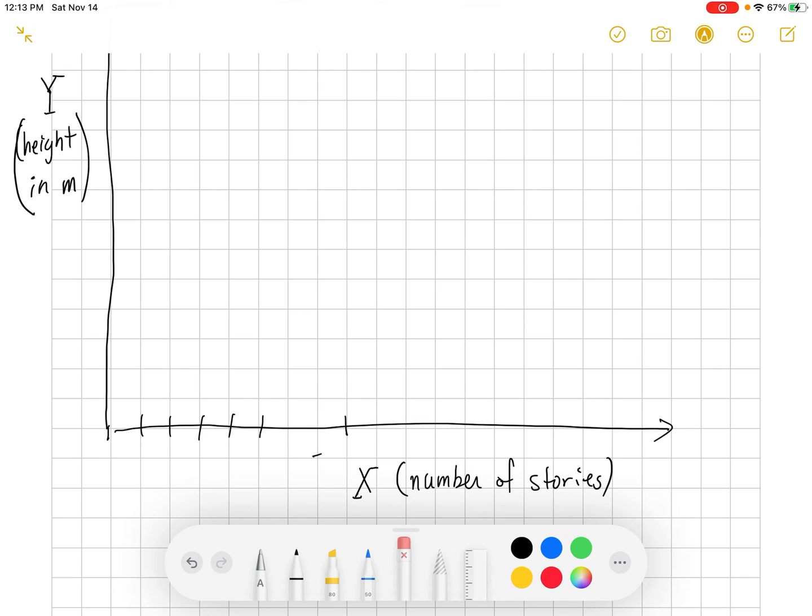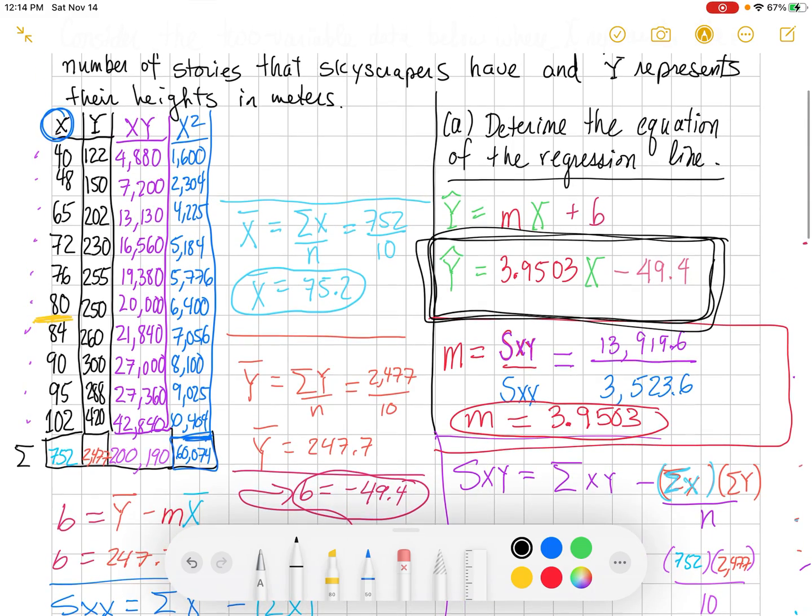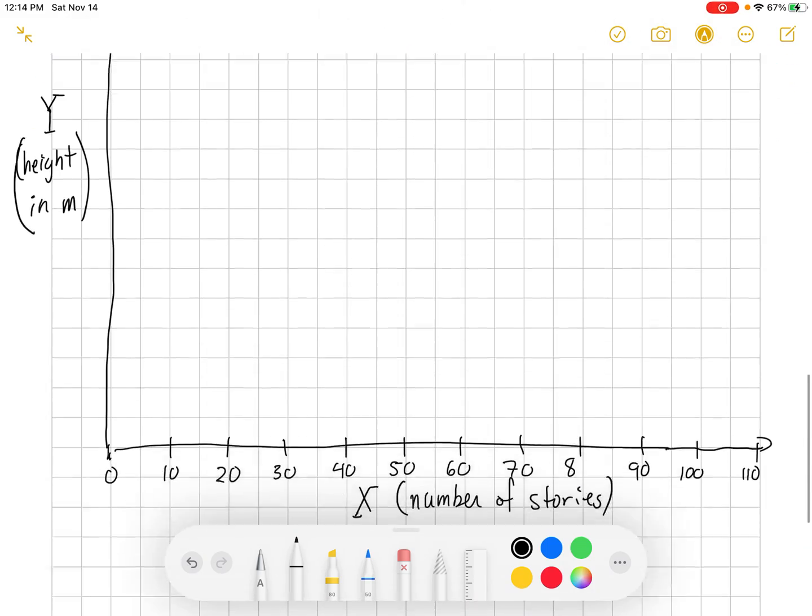I think I can spread this out a little more. Let me try going 10 like that, then 20 like that, then 30, 40, 50, 60, 70, 80, 90. So you can squeeze all the way to 110 here. I'm going to go up to 110. Why am I going up to 110? Because remember, the highest x value I had was 102. I want to go over 102.